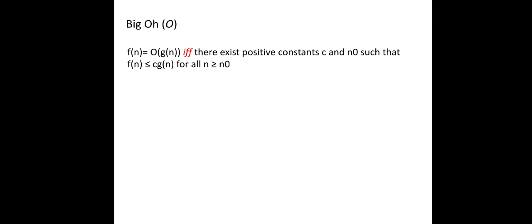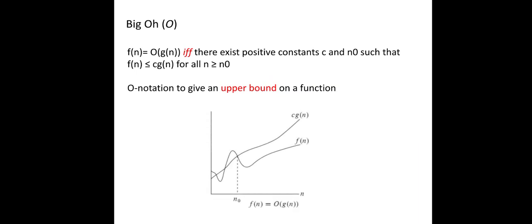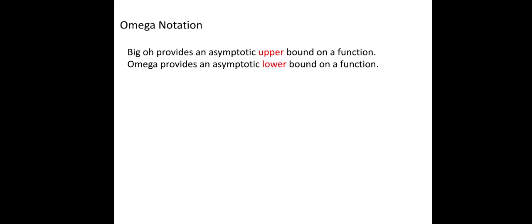Okay, before that, let us see the various complexities. That is, you have big O, big omega, and theta, right? So here f of n is equal to big O of g of n if and only if there exist positive constants c and n naught such that f of n is less than or equal to c times g of n for all n greater than or equal to n naught. O notation gives an upper bound on a function. So f of n is equal to big O of g of n.